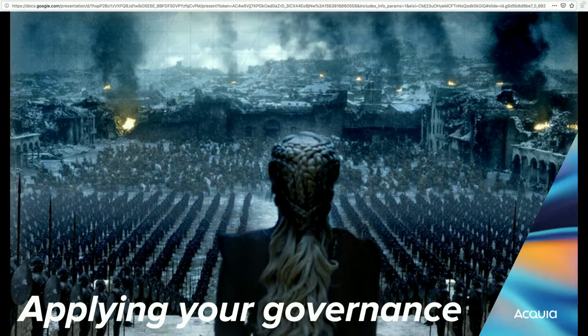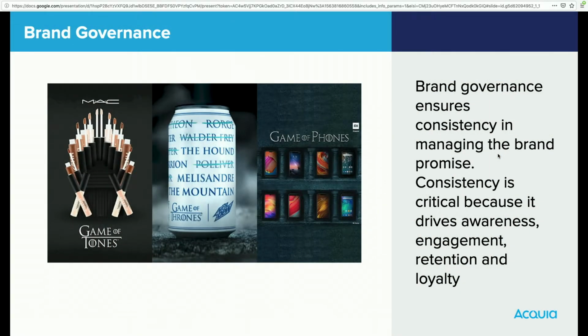So next we're going to talk about how to apply your governance. Governance applies across four different areas: branding, content, platform, and code. So first, brand governance. I think folks will know what brands are.